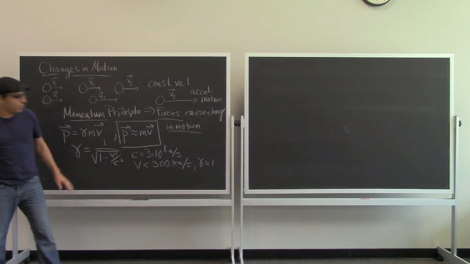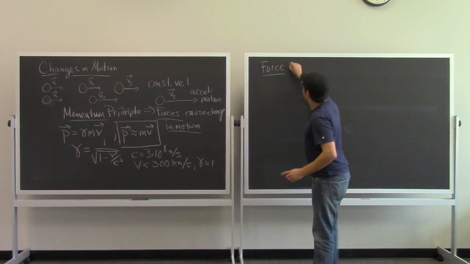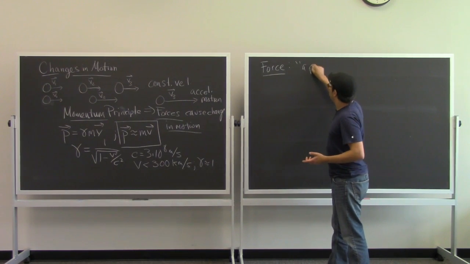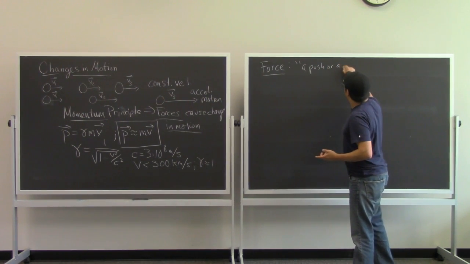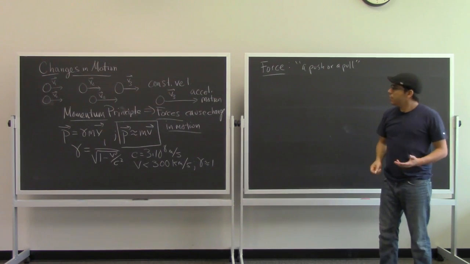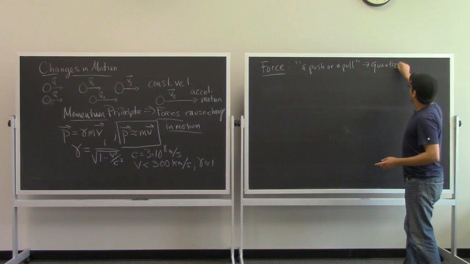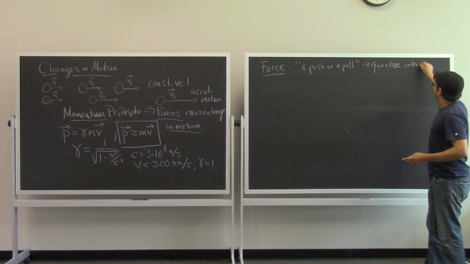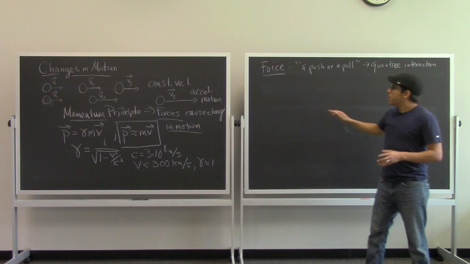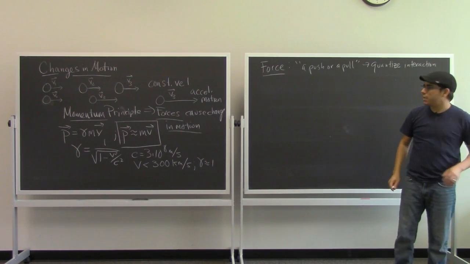So how does this connect to forces? Let's talk a little bit about a force. A force is probably what you think of as a push or a pull. It's kind of a simplistic definition, but really it's a way of quantifying the interaction of two objects. So how two objects interact, that quantity is what we would call a force. It requires a pair of objects.